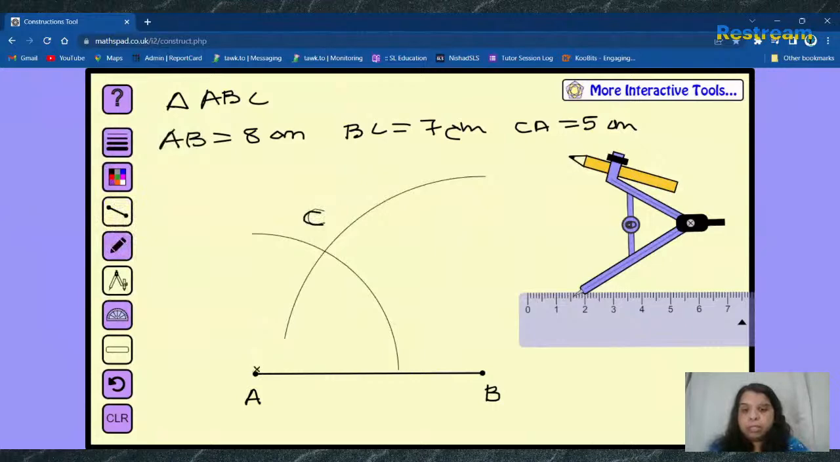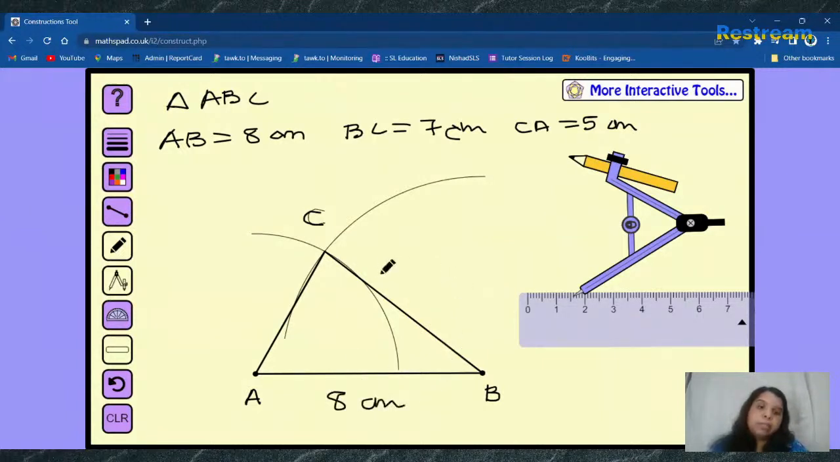Now it's easy. Take another point and this one. So if you see, this is my triangle ABC, in which my AB is 8 centimeters. You always write the distances. BC is 7 centimeters and CA is 5 centimeters. Okay.